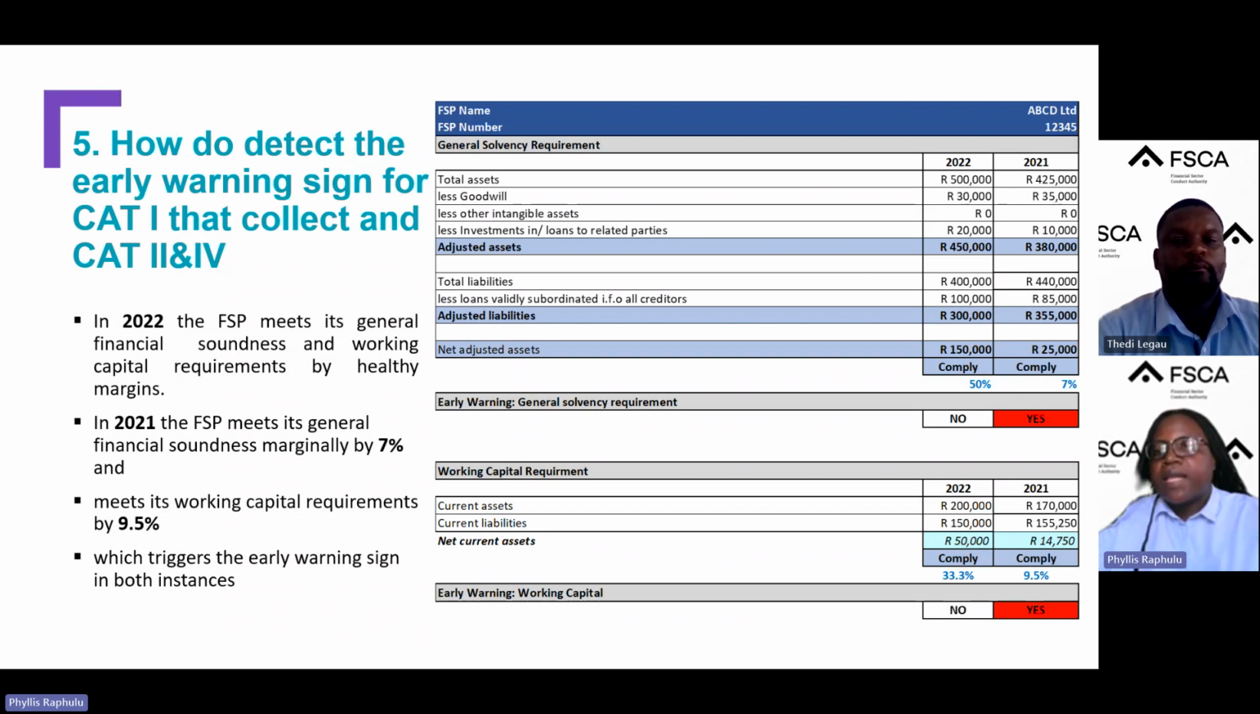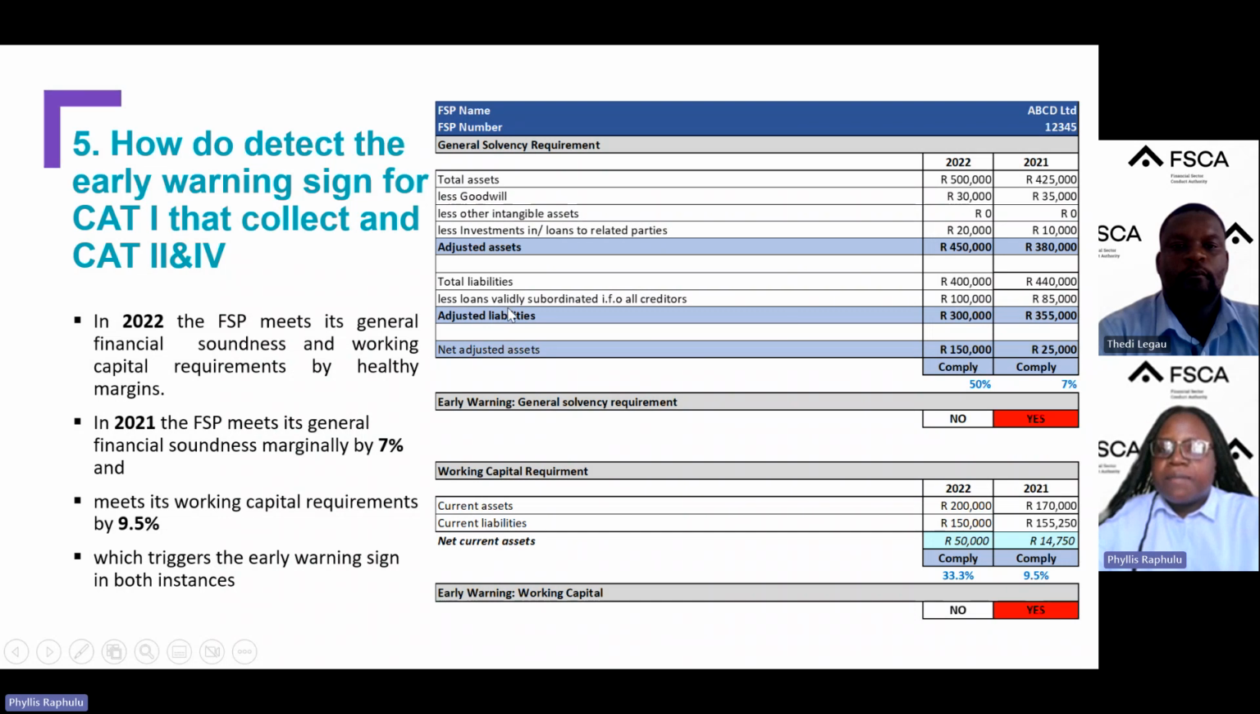So here in this slide, we have FSP ABCD Ltd with the FSP number 12345 that we're going to use as an example. We have the general solvency requirement and the working capital requirement. On the total assets, we're going to deduct the goodwill, intangible assets, investment in related parties, and loans to related parties, as Thedi has mentioned before, in order to get the adjusted assets.